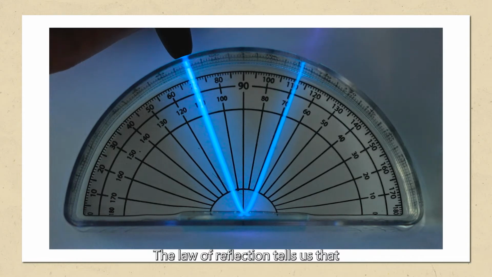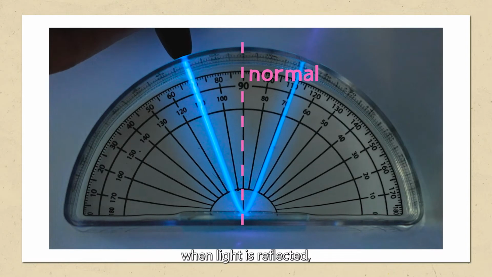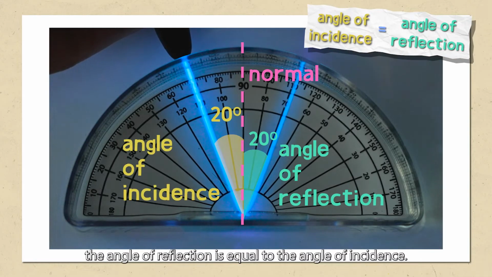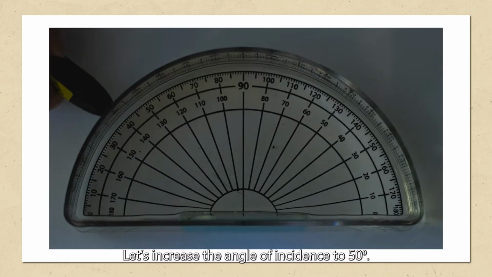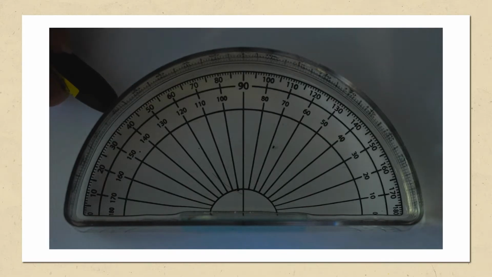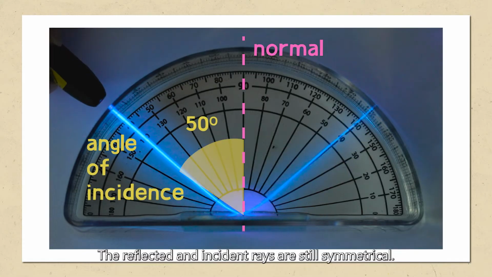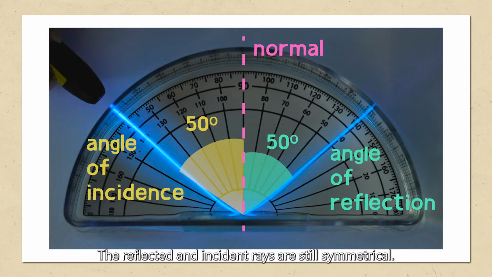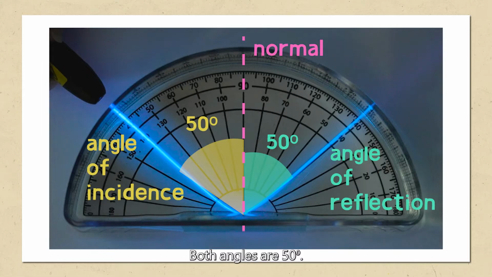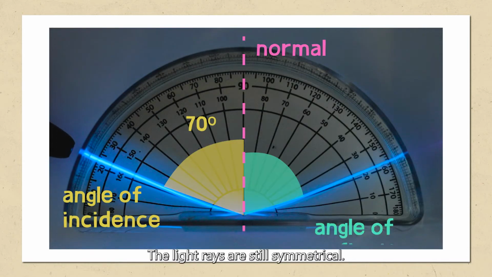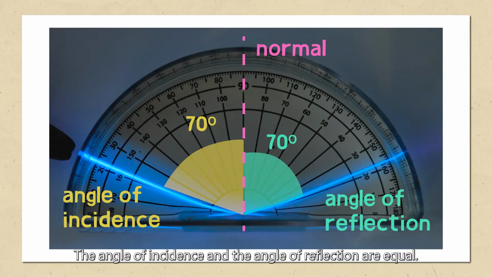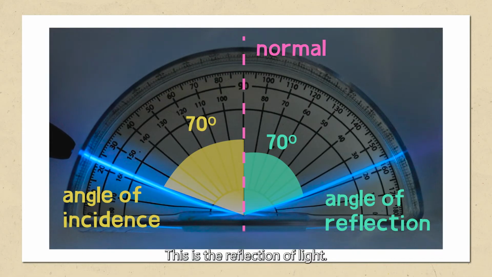Yes. The law of reflection tells us that when light is reflected, the angle of reflection is equal to the angle of incidence. As we see, both the angle of incidence and the angle of reflection are 20 degrees. Let's increase the angle of incidence to 50 degrees. The reflected and incident rays are still symmetrical. The angles are equal. Both angles are 50 degrees. Now the angle is increased to 70 degrees. The light rays are still symmetrical. The angle of incidence and the angle of reflection are equal. I see. This is the reflection of light.